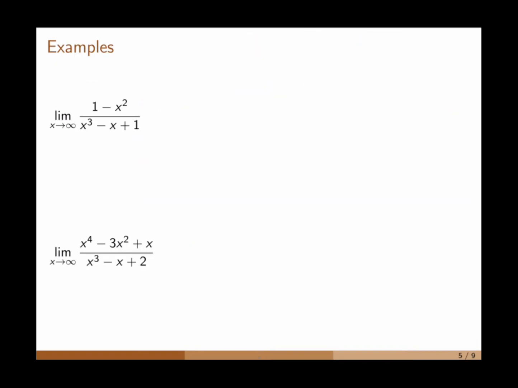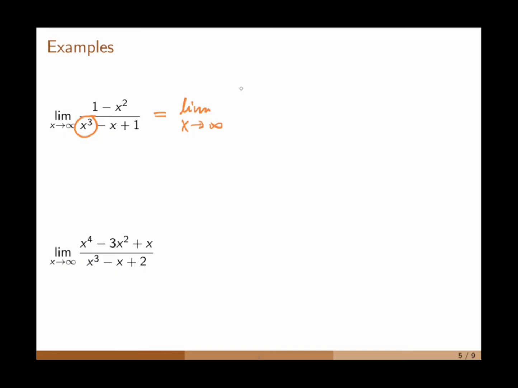Here are two more examples. So again, the rule is to divide by the highest power in the denominator, which is here x cubed. So then we can write this is equal to the limit as x goes to infinity. Now it is important that you carry the limit sign as long as you have x in your equations.